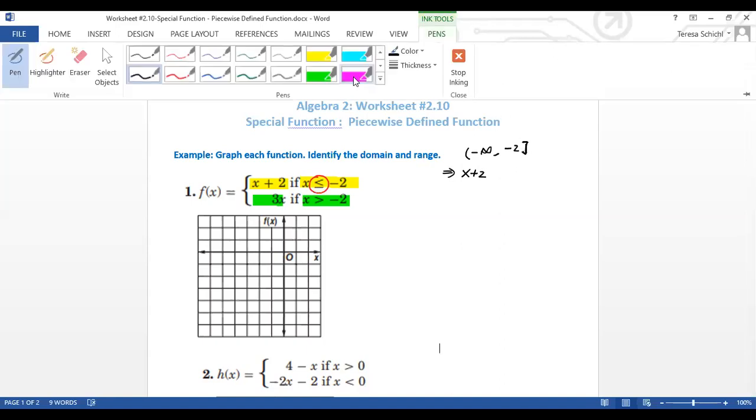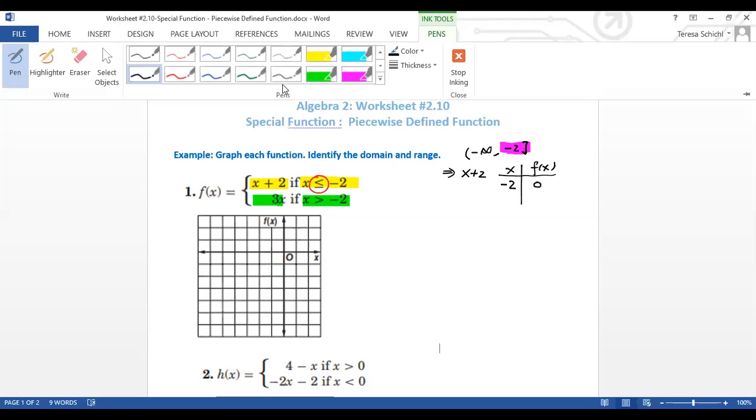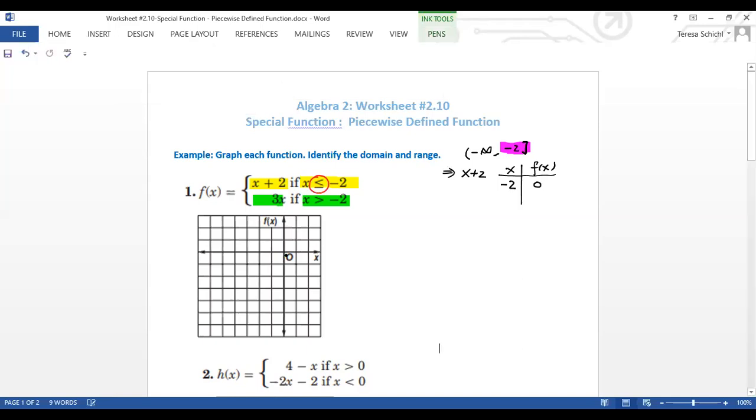Remember, we always graph the point at the breaking point. Here, this is the x value, and this is your f of x value. When x equals -2, what do I have? I have 0, right? So x equal to -2 gives 0. Let me use a different color to graph it. So I'm going to have this point, and because this has the equal sign, I'm going to have a solid point, correct?